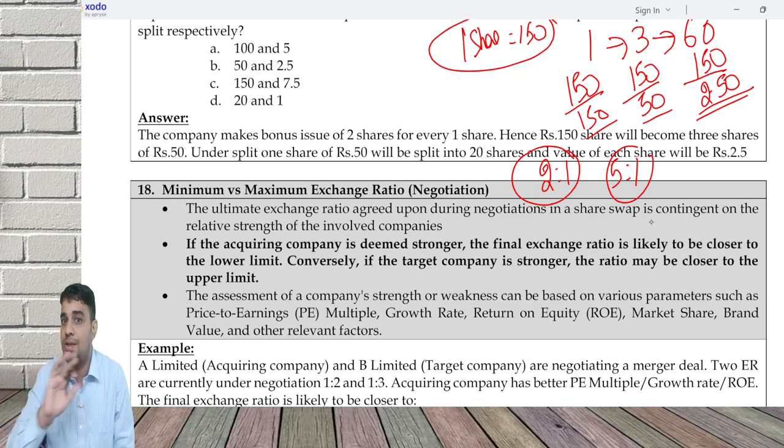I'm not going to decide the exchange ratio. I'll only answer where it is going to be, because one question tested this. Will it be closer to the upper limit or the lower limit? Clear? Any doubts on this?